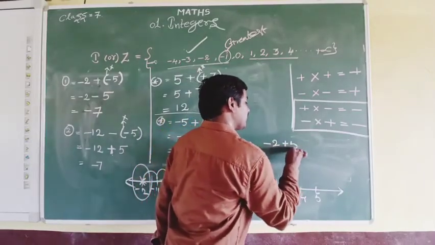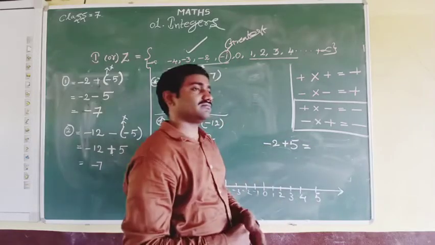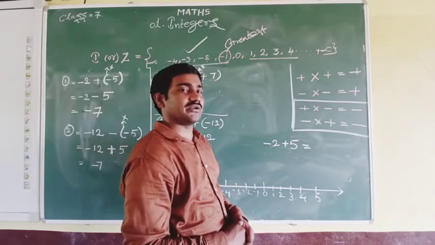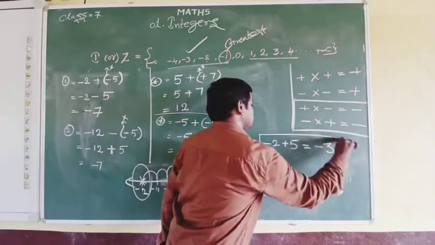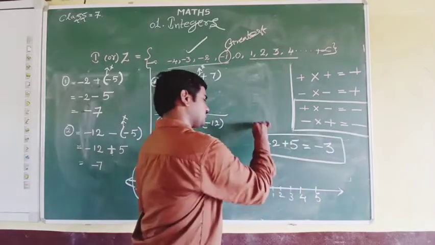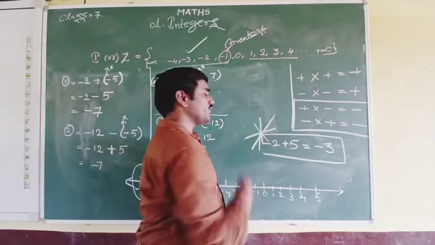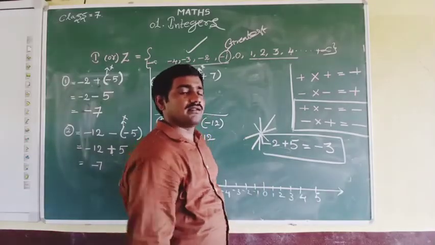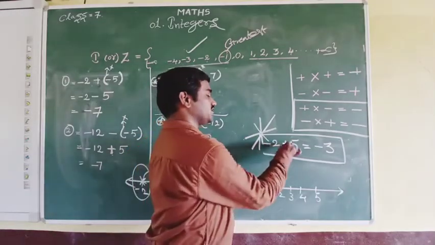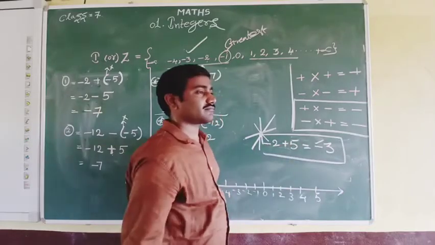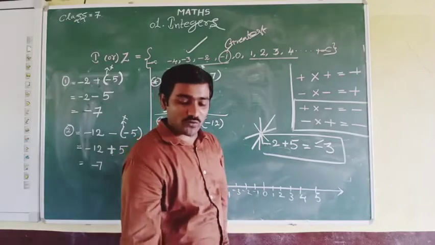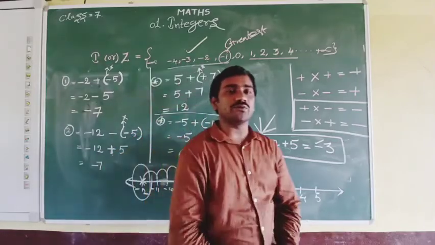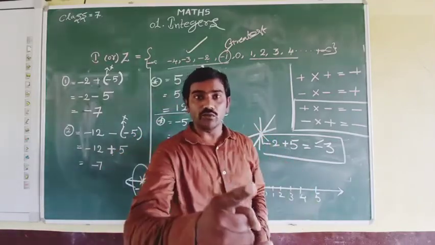Minus 2 plus 5 equal to, what they do, you know. Many of them will write this as minus. But it's absolutely the wrong answer. How do they get it, you know. Simple. They always follow that minus into plus is minus. 5 minus 2 is 3. This is what you people will do. Definitely 100% will do it. But you should not confuse, as I told you.